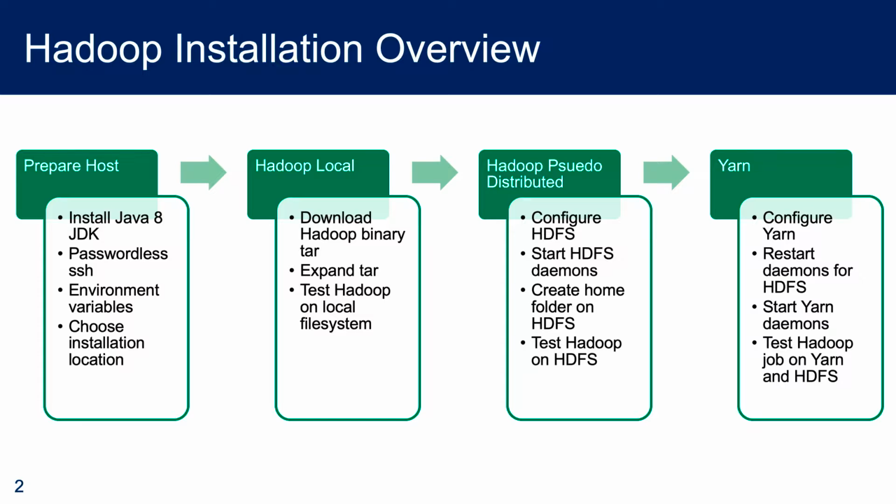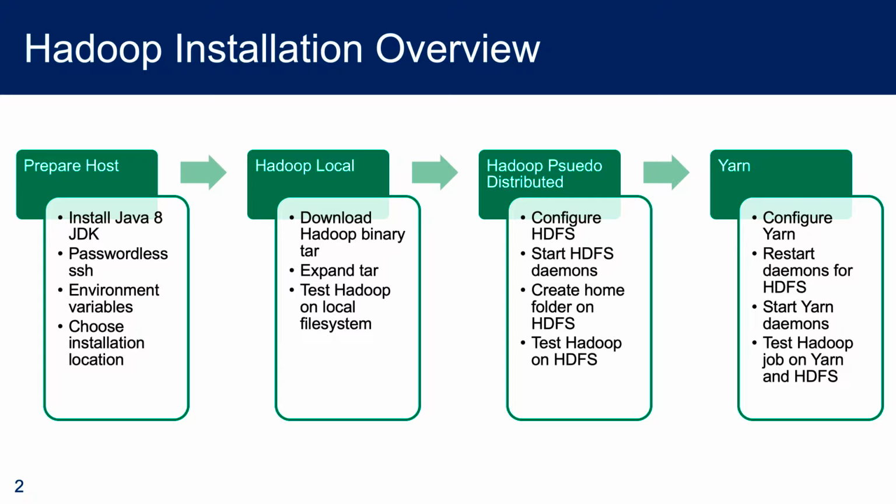For the Hadoop local demonstration, you're going to install Hadoop and just run it in local mode. You need to download the binary tar and expand it in our installation location for Hadoop. And then we can just run it. We'll test Hadoop on the local file system.